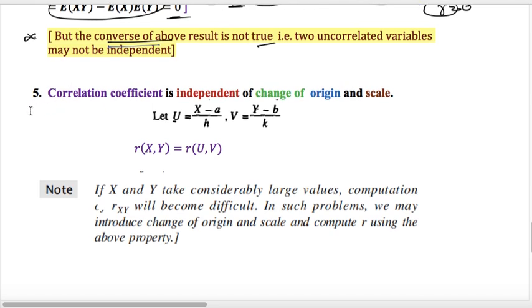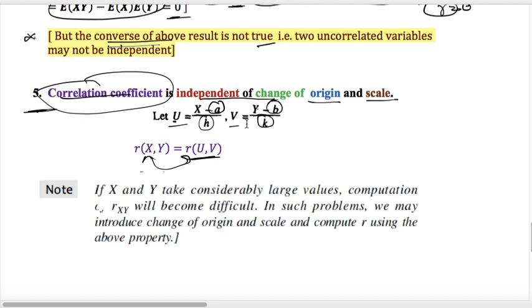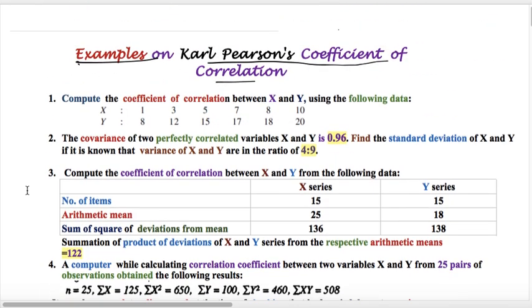And next, the last property which is useful in problem solving: the correlation coefficient is independent of change of origin and scale. What does it mean? It means that even if we shift the values, and even if we divide or multiply by numbers, the new variable will have a correlation value that matches the correlation of x and y. So this property is very useful for problems where the values are very high or large in digits. Now let us come to the examples one by one.